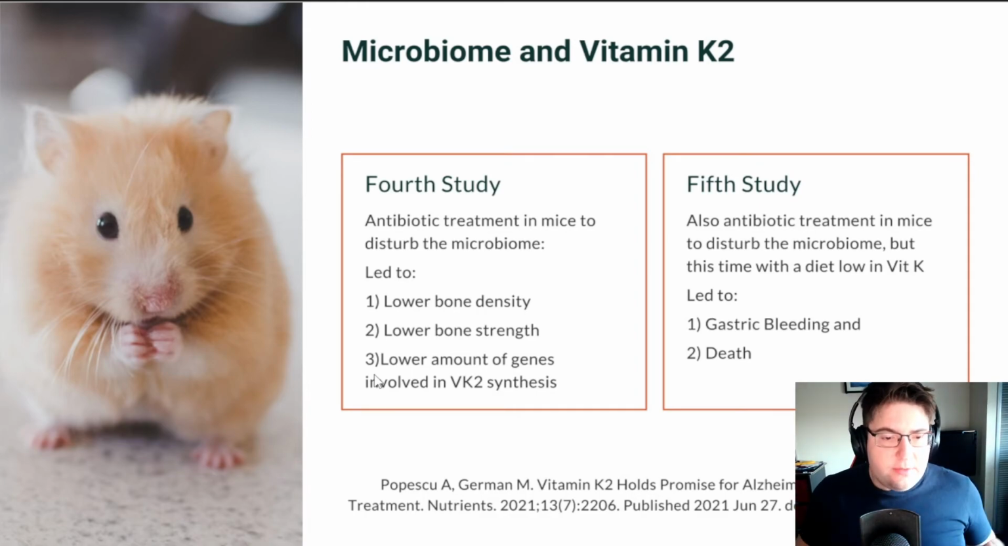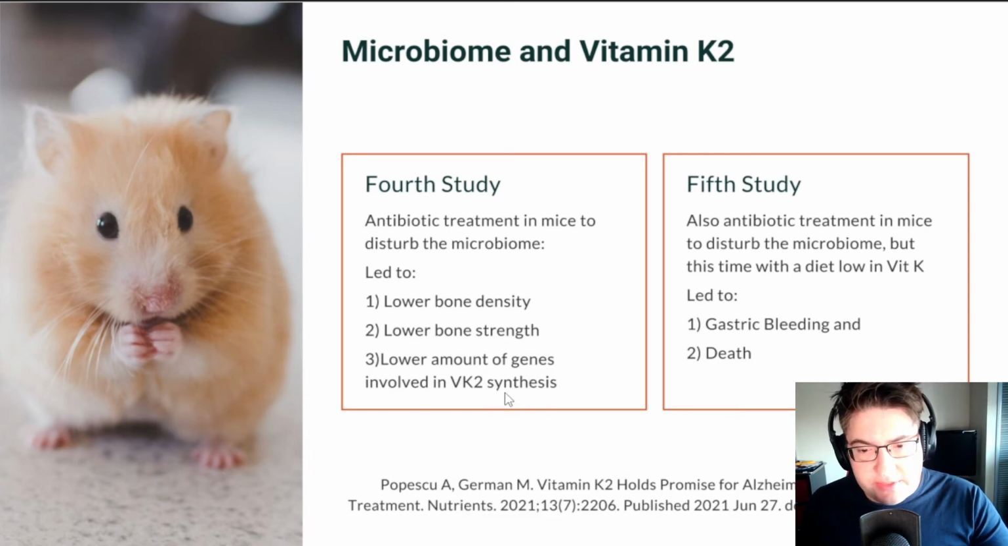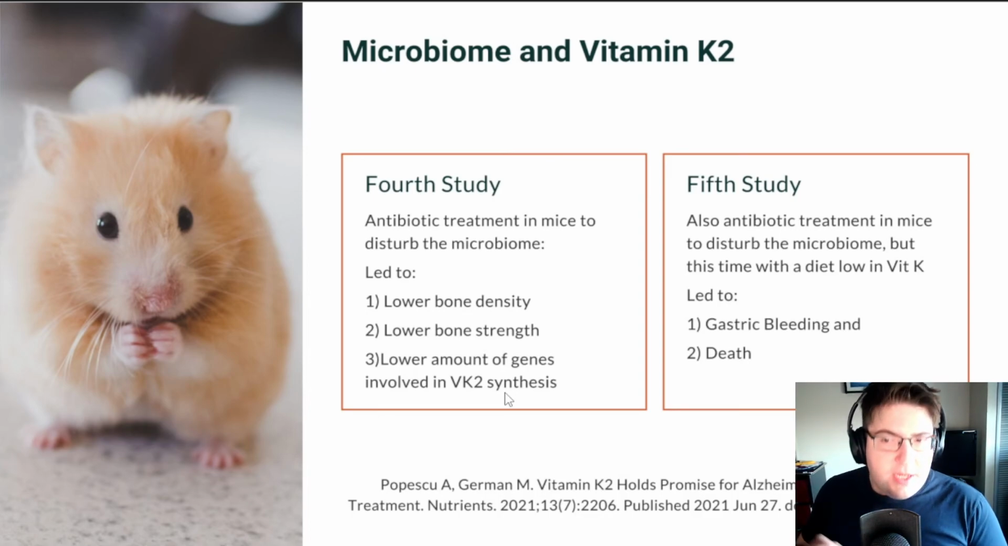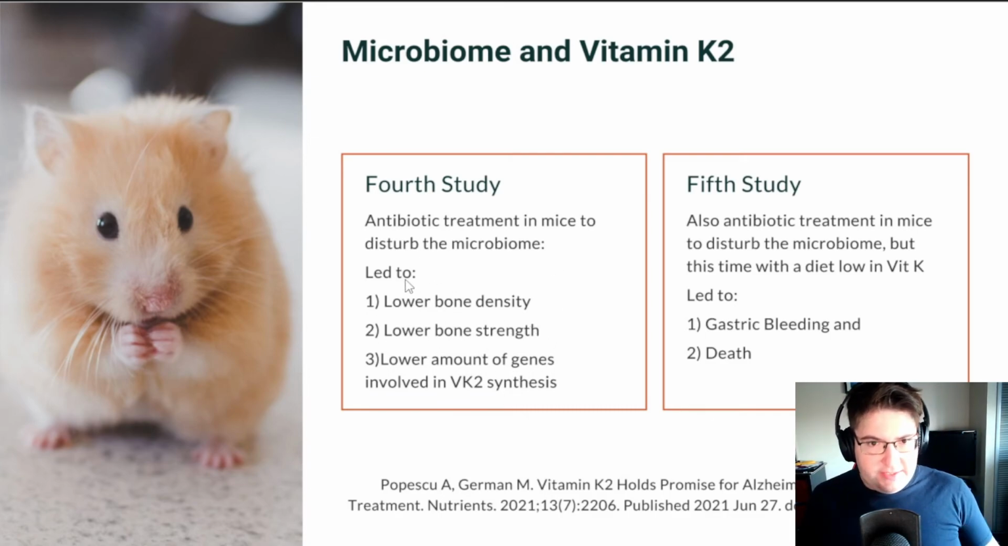What that allows it to do is increase the strength of your bones and mobilize calcium to go to where it's needed. And that leads to stronger bone density and stronger bone strength. So if there's a lower amount of genes involved in vitamin K2 synthesis, then the bacteria in your intestine will make less vitamin K2. It will be absorbed, but there will be less vitamin K2 overall because the bacteria are making less. And overall, this will lead to lower bone density and lower bone strength. That's what this study is suggesting.